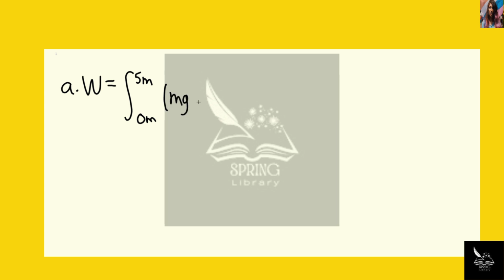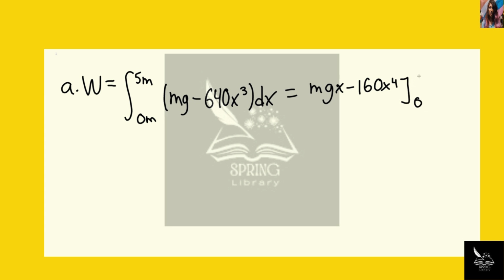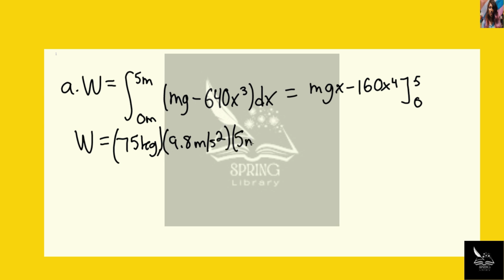The net force would be equal to the force of gravity minus 640x cubed, times dx. So this would equal mgx minus 160x to the fourth, evaluated at 0 and at 5. That means the work would be equal to 75 kilograms times 9.8 meters per second squared times 5 meters, minus 160 times 5 meters to the fourth.